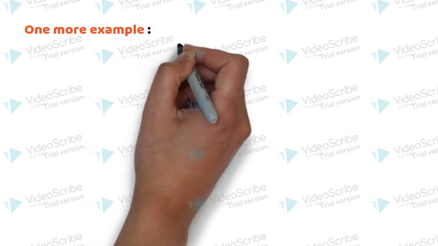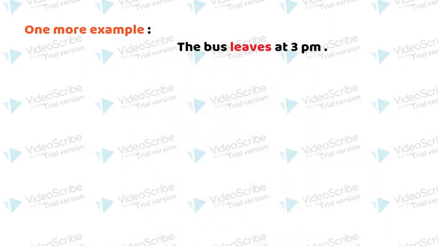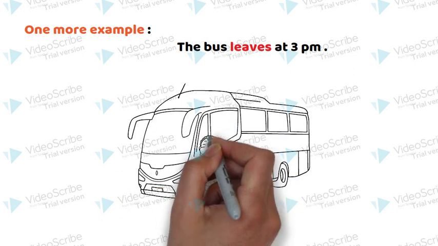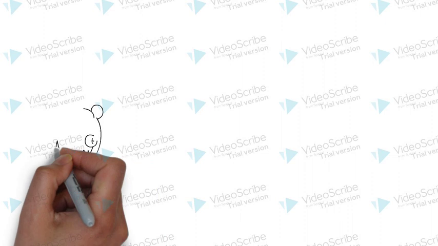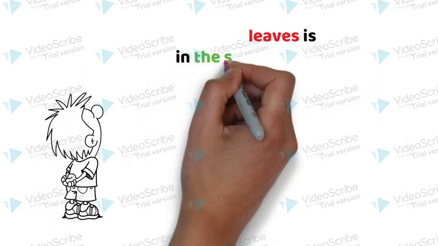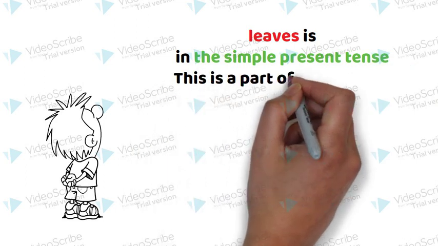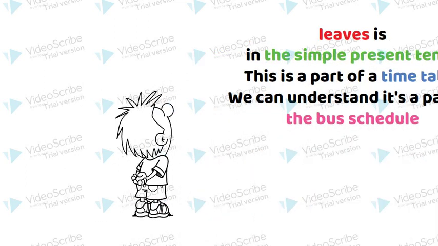One more example. The bus leaves at 3 p.m. Leaves here is the verb in the simple present tense. This is a part of timetable. You can understand it's a part of a bus schedule.